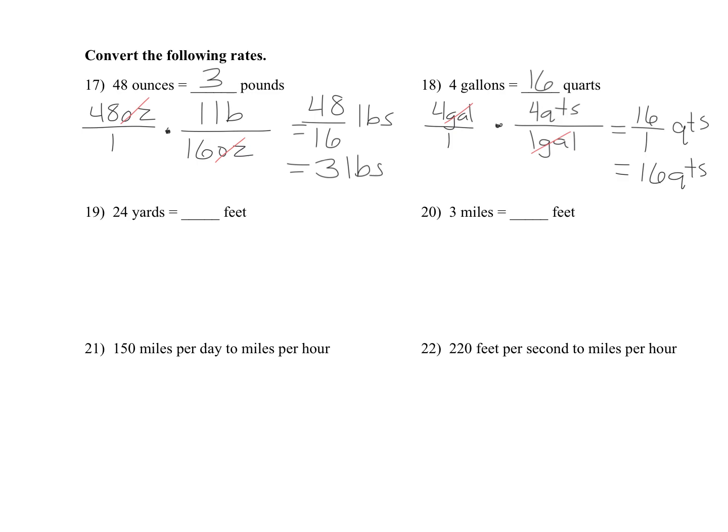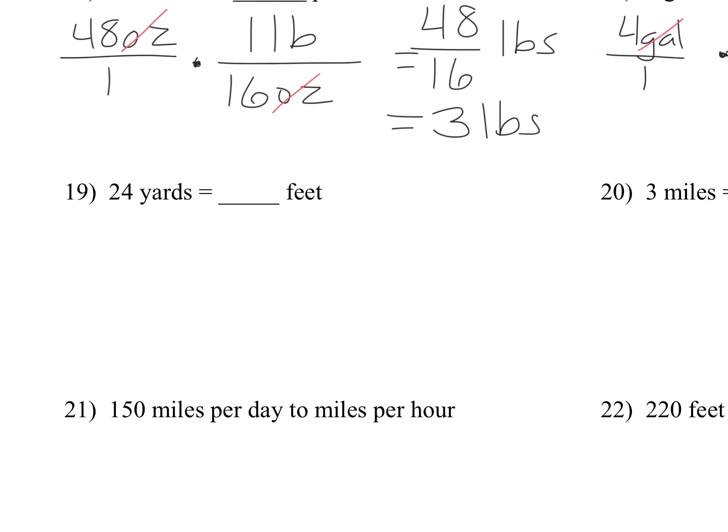What we have, what we're given. We're given 24 yards. What do I do with that? Put it over 1. What's our second step? See what we want to get to. What is it? Feet. What's our third step?